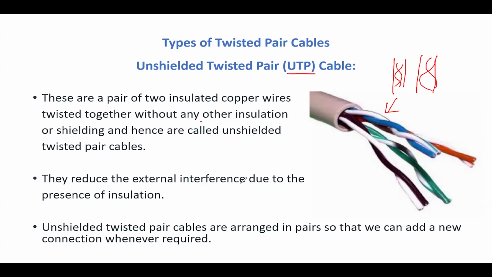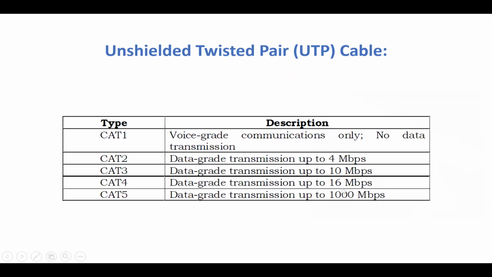They reduce the external interference due to the presence of insulation. Unshielded twisted pair cables are arranged in pairs so that we can add a new connection whenever required. That is the reason it is always in pairs. All right, so this is your unshielded twisted pair.